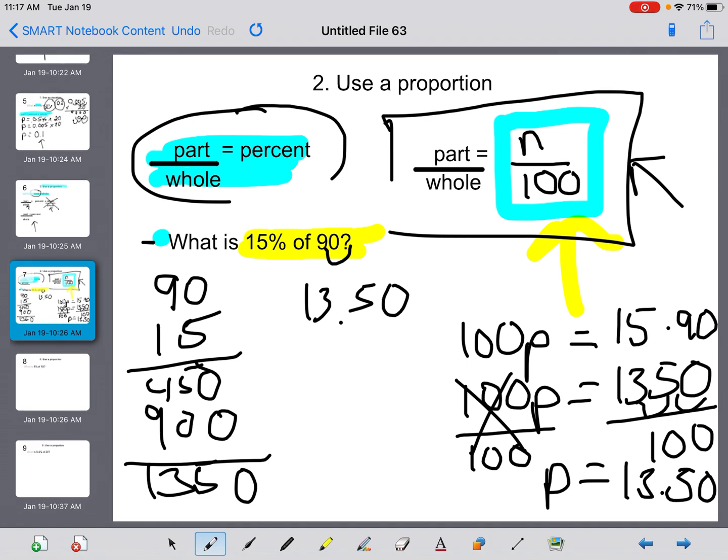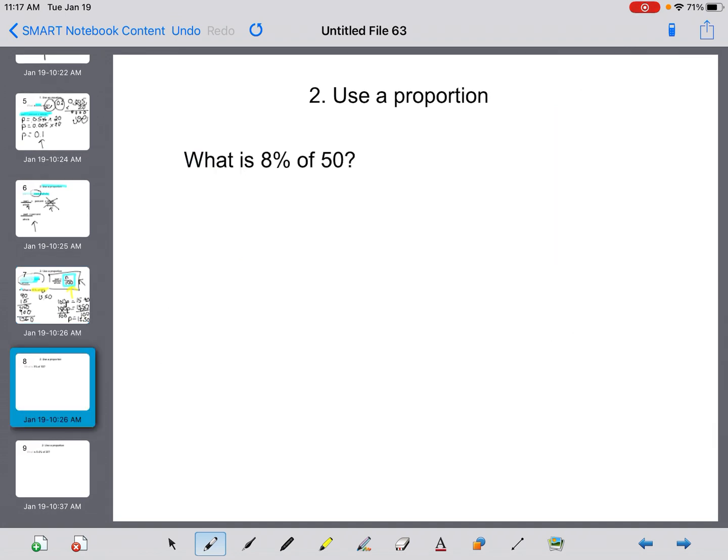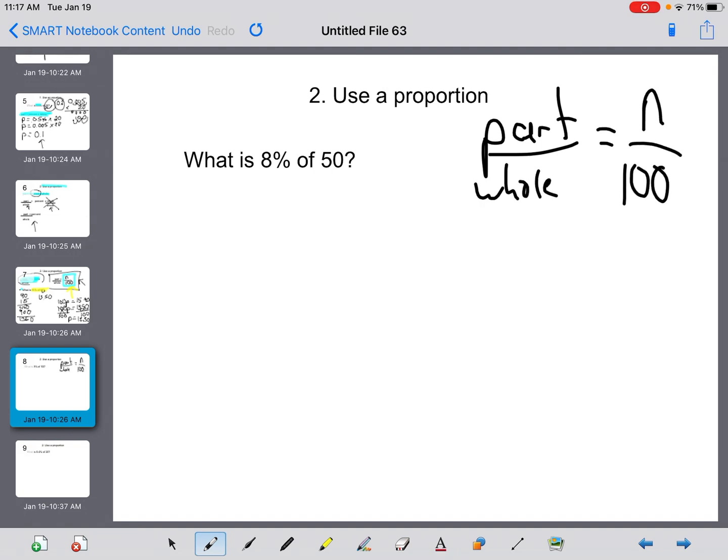So again, this is the how, right? I'm going to just write over here. This was my equation that we're going to be using: part over whole equals n over 100. So now we have, what is 8% of 50? So again, this is what is the part. I don't know what the part is, so I'm going to write part. What's the whole number? Well, it's 50.